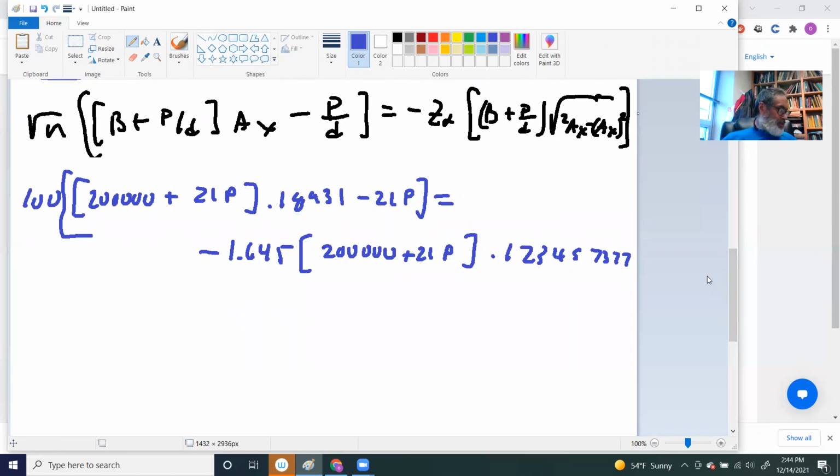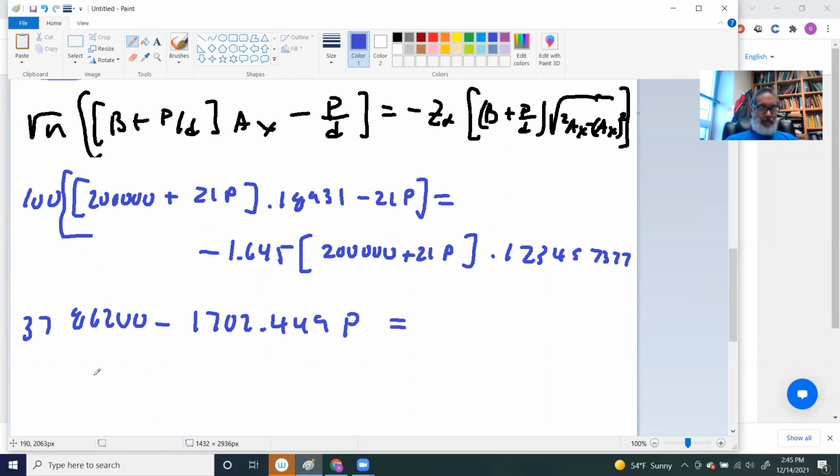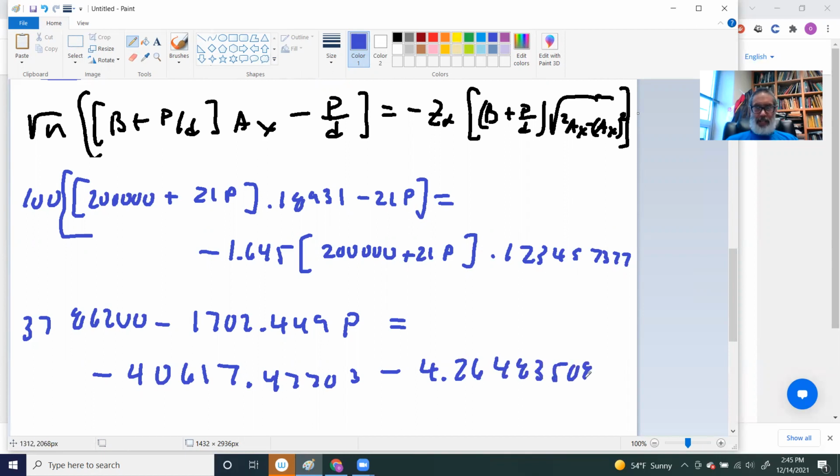And grinding through the numbers, what we end up getting is the top when you combine these. Now remember, you're combining p here and you're combining p here. We get 3786,200 minus 1702.449 premium is going to equal minus 40617.47703 minus 4.264835,088p.